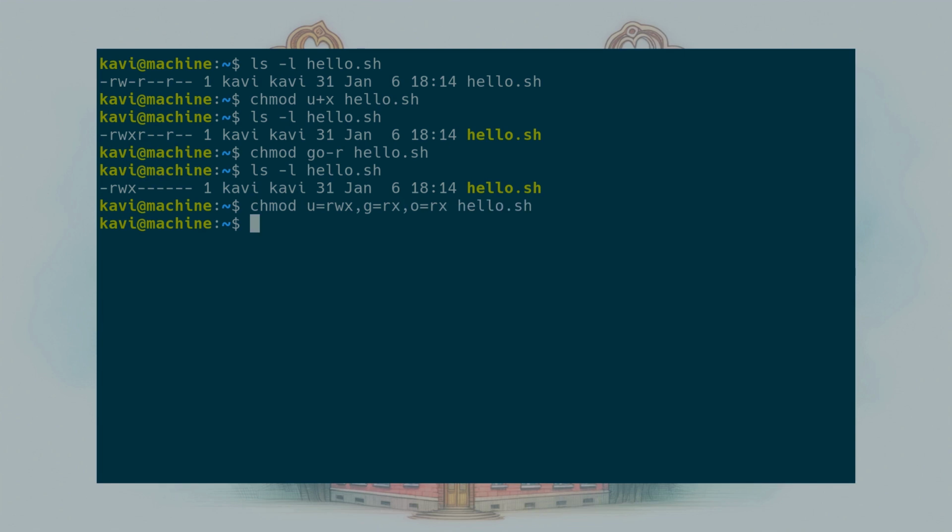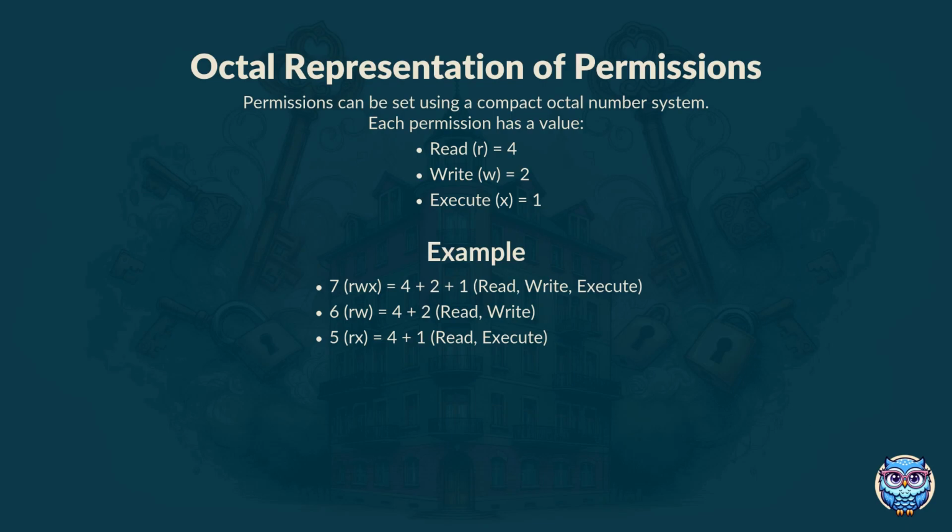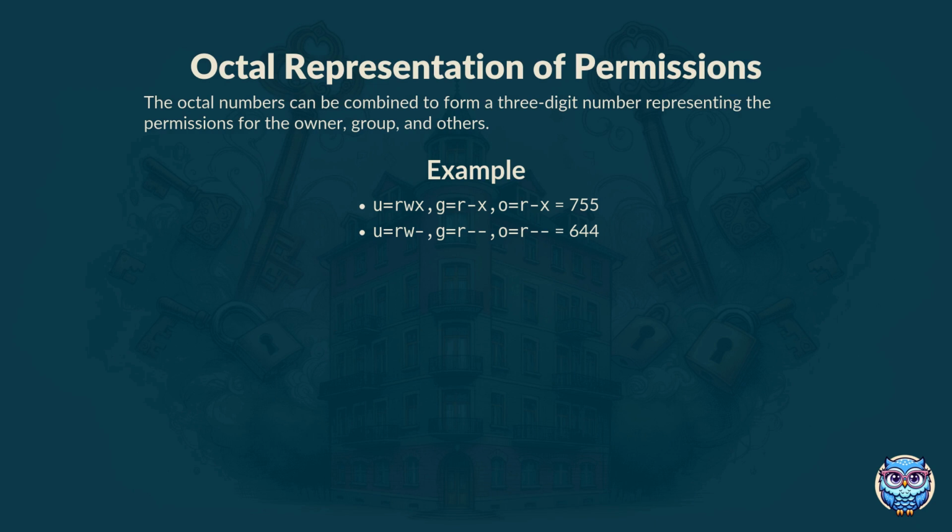This command explicitly gives read and execute permissions to all users and write permissions only to the owner. But this is verbose and too long to type. Let's introduce a more compact way to set permissions using octal numbers. Each permission type has a value. Read is 4, write is 2, and execute is 1. These values can be added up for each permission set. For example, r, w, x would add up to 7, r, w would be 6, and r, x would be 5. And we combine these numbers to form a 3-digit number, representing the permissions for the owner, group, and others.